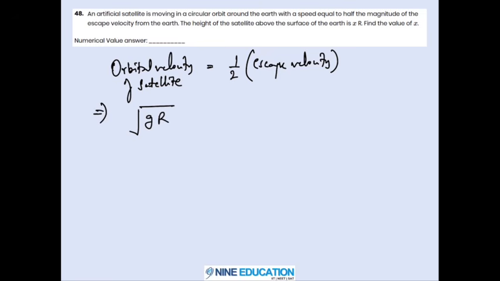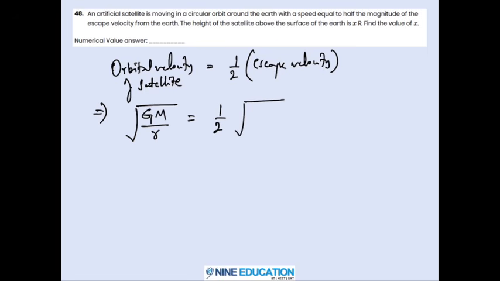I'm sorry, it's not. Orbital velocity of the satellite is basically under root capital G, capital M by R. Root GM by R is the orbital velocity very close to the surface of the earth. But it's not given that the artificial satellite is very close to the surface of the earth. That is equal to half into escape velocity on the surface of the earth. What is escape velocity on the surface of the earth?